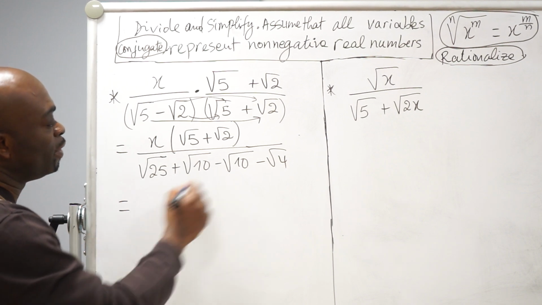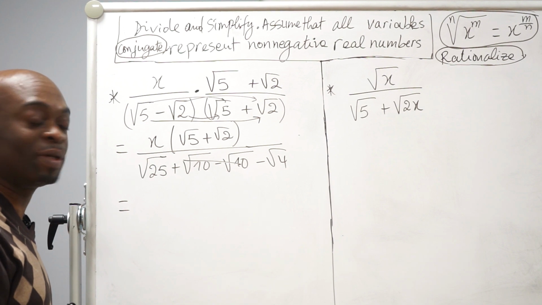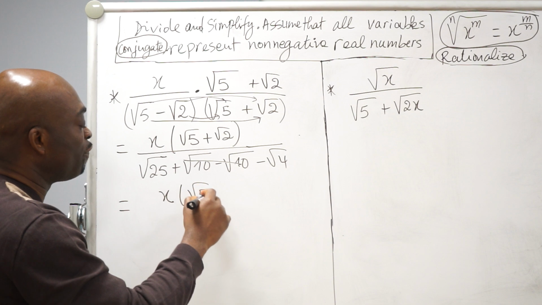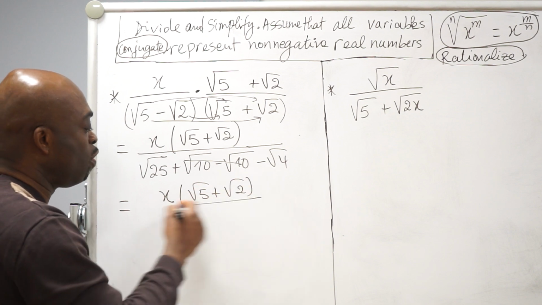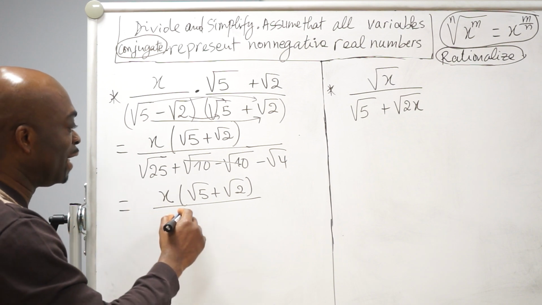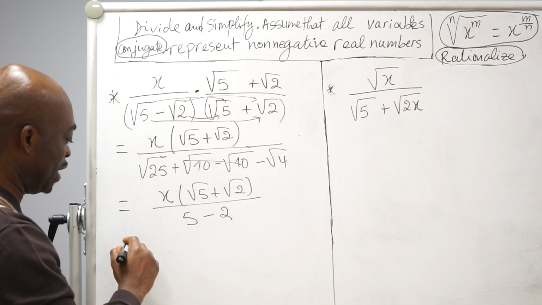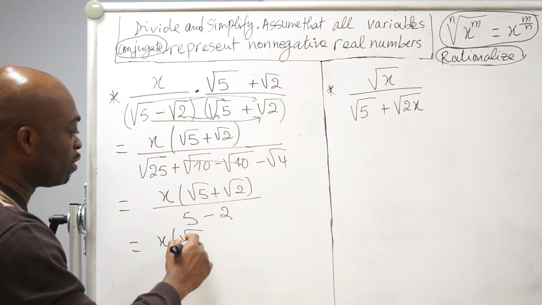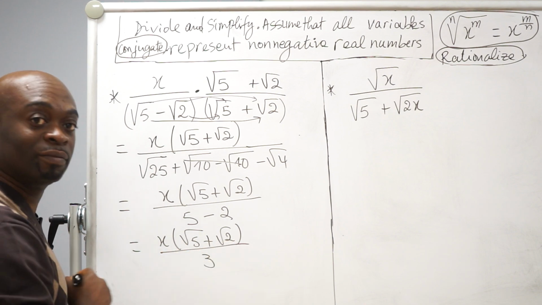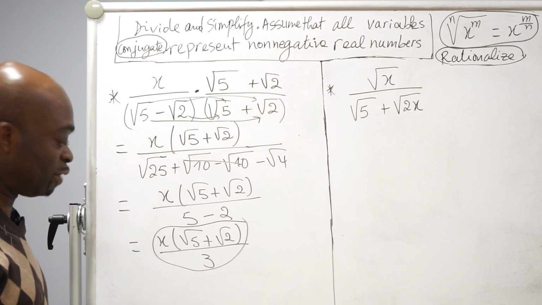And then what's going to happen? We see that in the middle, both of them carry the same term, but different signs, so we can cross them out. So we end up with x square root of 5 plus square root of 2 on the top over, ladies and gentlemen, what is square root of 25? It is 5. Minus, what is square root of 4? It is 2. So you end up with x square root of 5 plus square root of 2 over 3, all right? This is what we end up with.